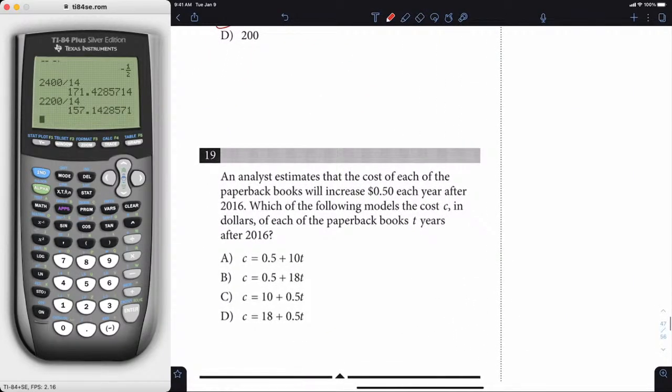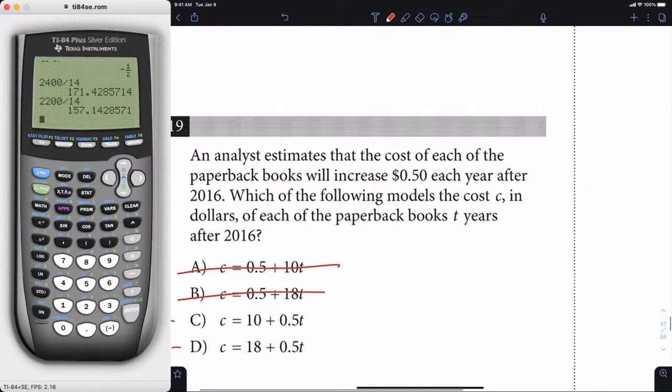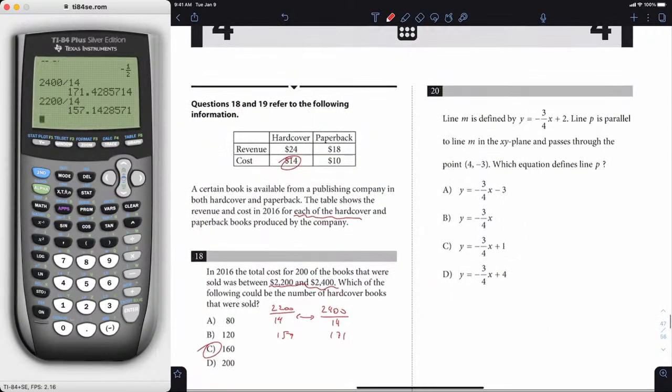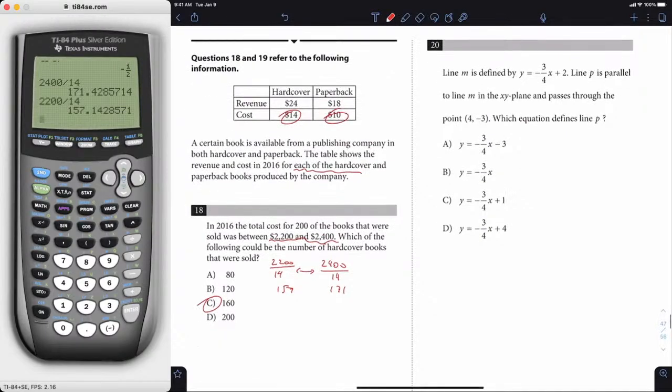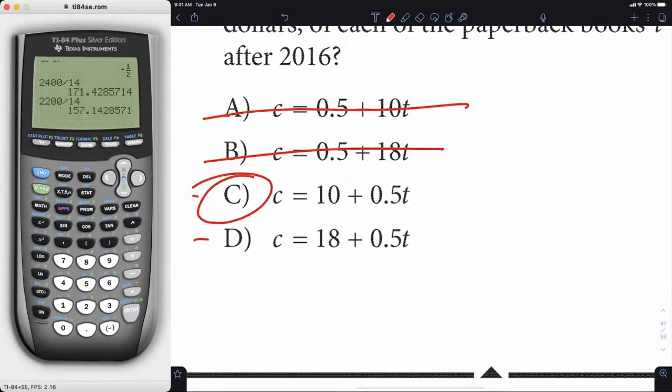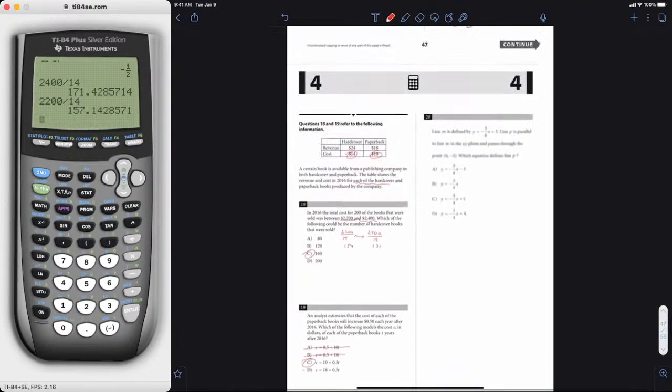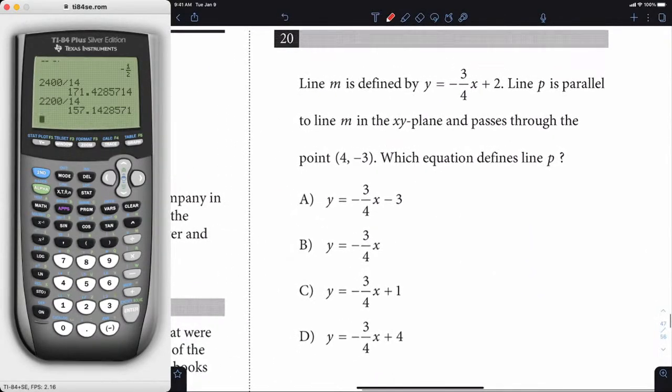An analyst estimates the cost of each of the paperback books will increase 0.5 each year after 2016. Which model costs C 2 years after? Okay, an analyst estimates that the cost of each paperback book will increase 50 cents each year after 2016. So the slope is 50 cents. That's out. That's out. That the cost will increase by 50 cents. How much is the cost currently for a paperback book? The cost is currently $10. So we're starting with a y-intercept of 10, and it's increasing by 0.5 per year. So it's C.